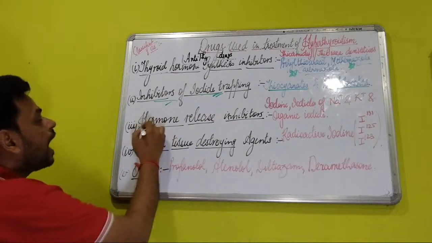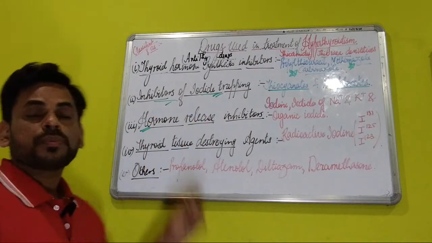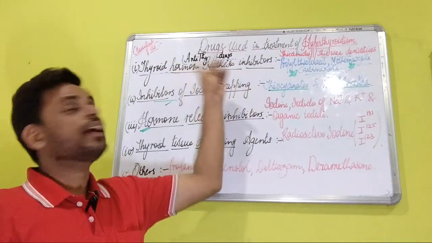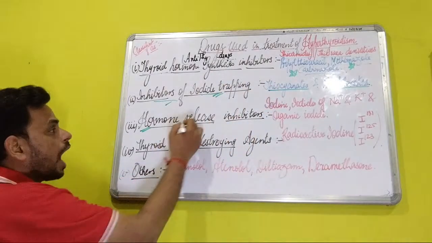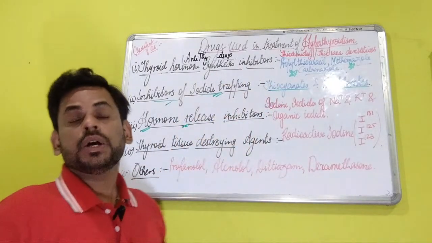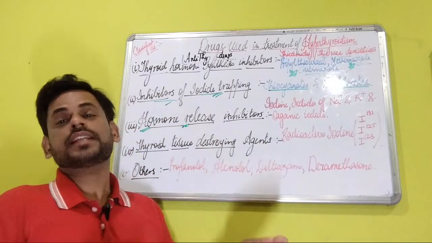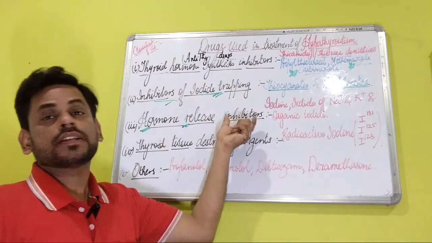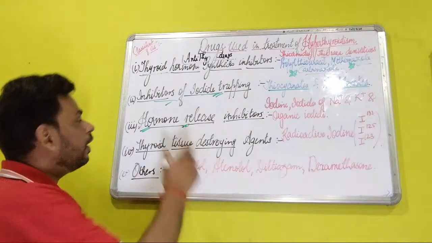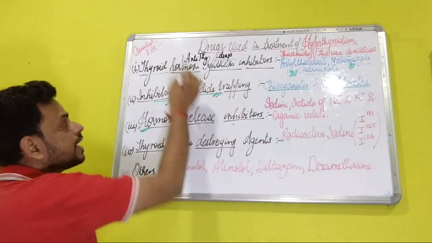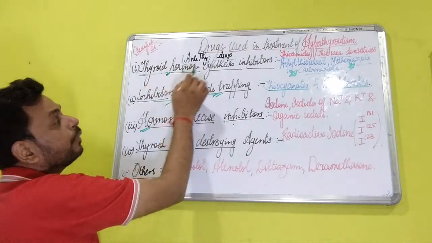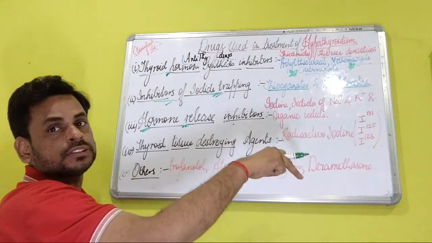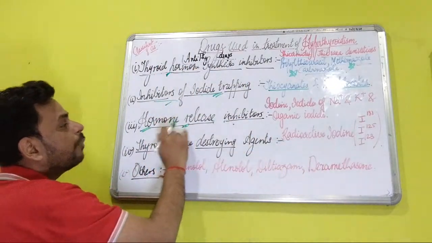Next, we have the hormone release inhibitors. The first classification is based on inhibiting thyroid hormone synthesis. But with hormone release inhibitors, even if the hormone is getting formed, these drugs prevent the release of the hormone. So they are called the hormone release inhibitors, whereas the first class, the thyroid hormone synthesis inhibitors, stops the synthesis in the thyroid gland. The next class is the hormone release inhibitors.